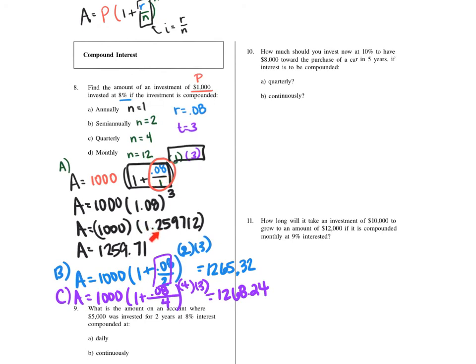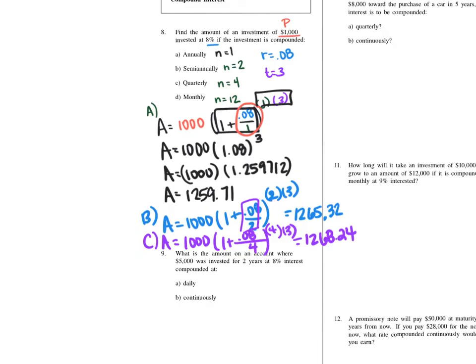And if you notice, look what's happening to your actual value. When we did it one time a year, we got $1,259.71. It increased when we did it twice. It increased when we did it 4 times. It will increase when we do it 12 times as well.